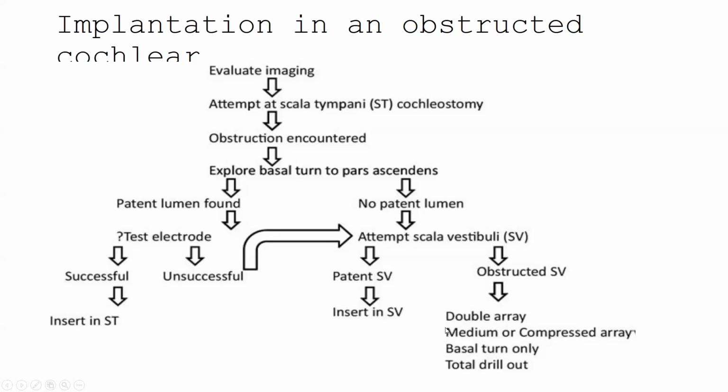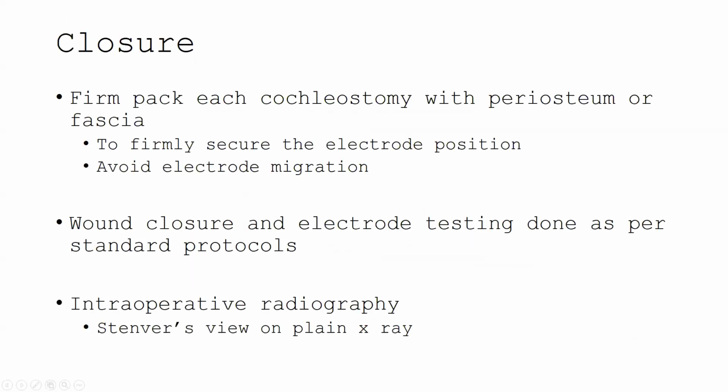Some companies have medium or compressed electrodes, which are slightly shorter. We can consider insertion of the electrode into the basal turn only, or have a total drill out of the entire cochlea. Insertion into the basal turn only leads to incomplete insertion, and this has been shown to have poorer audiologic outcomes compared to using either a double array or a medium compressed electrode, where you're going to have full insertion of all active electrodes.